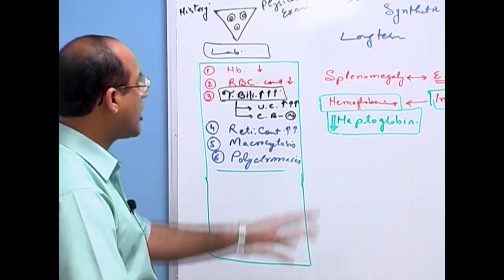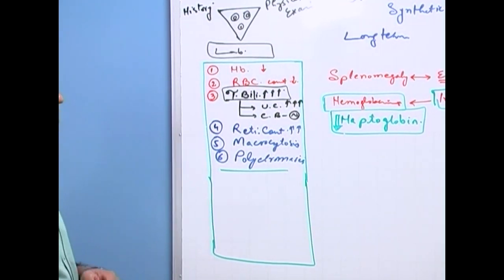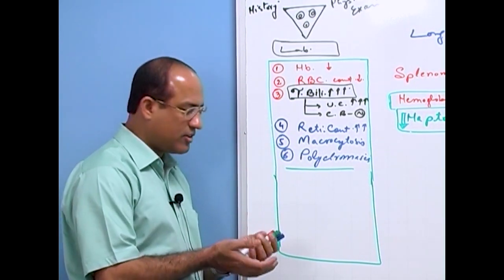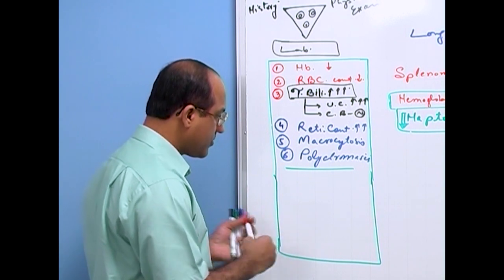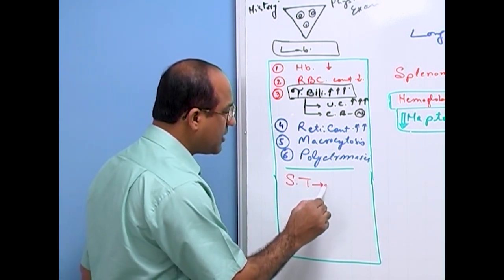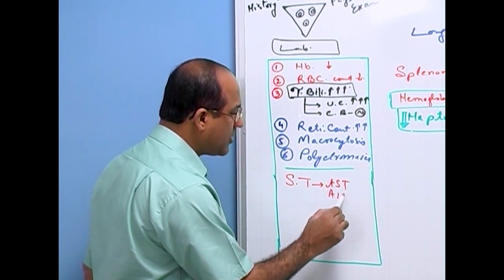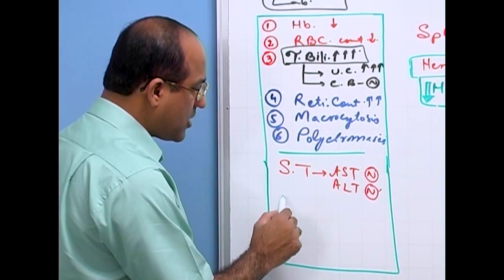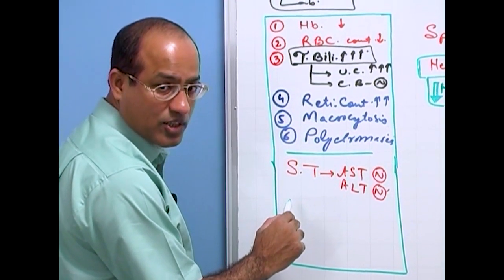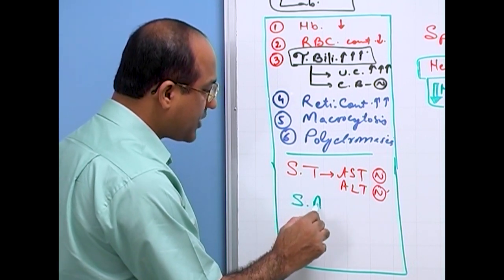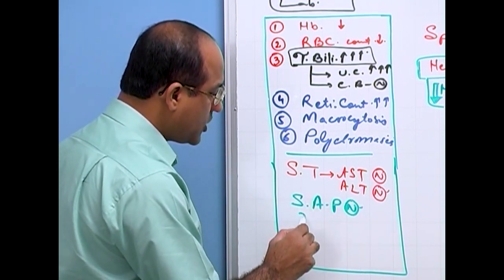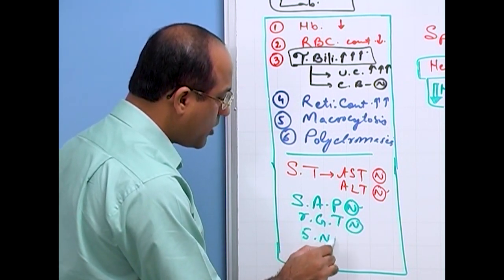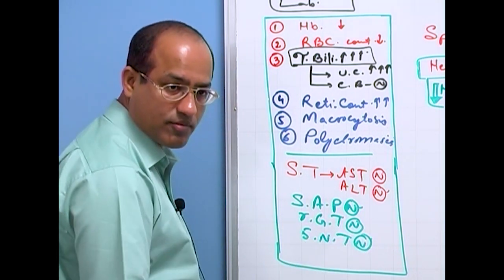Now, having said all of this, let's come back. Patient who has just hemolysis, but does not have hepatocellular injury. Serum transaminases, meaning AST and ALT, will be normal. Then, what about markers of hepatobiliary injury? Serum alkaline phosphatase will be normal. GGT will be normal. 5-nucleotidase will be normal, right?